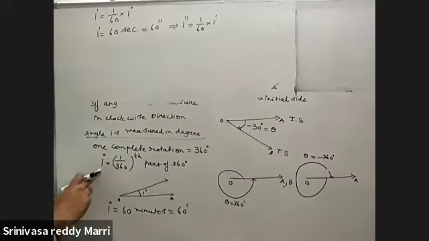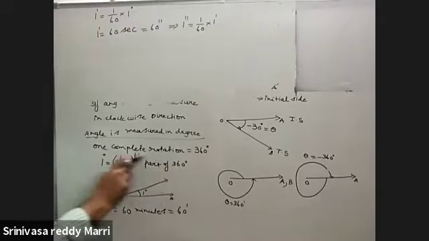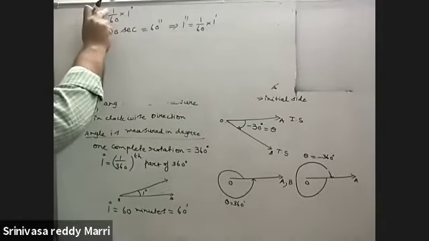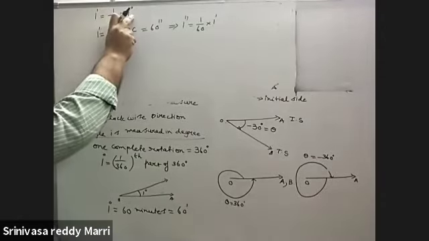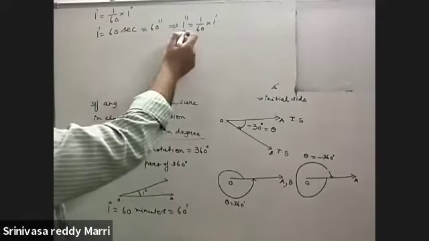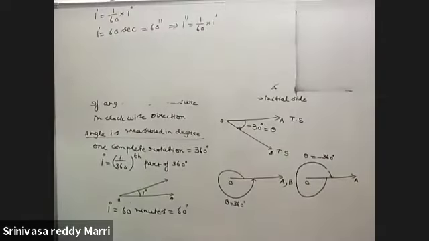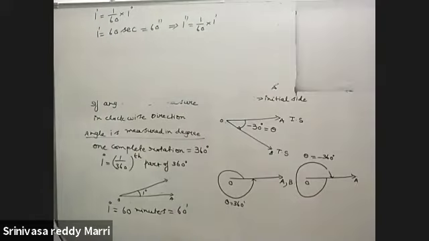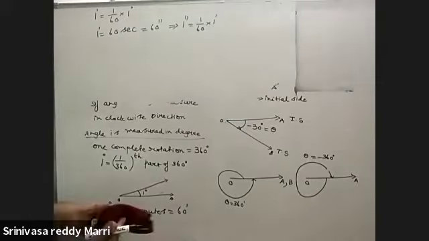Okay, now 1 degree is 1/360th part of 1 rotation. This is also an angle. And then 1 minute is 1/60th part of 1 degree, and 1 second is 1/60th part of 1 minute. So degree, minute and second are the units of angle.